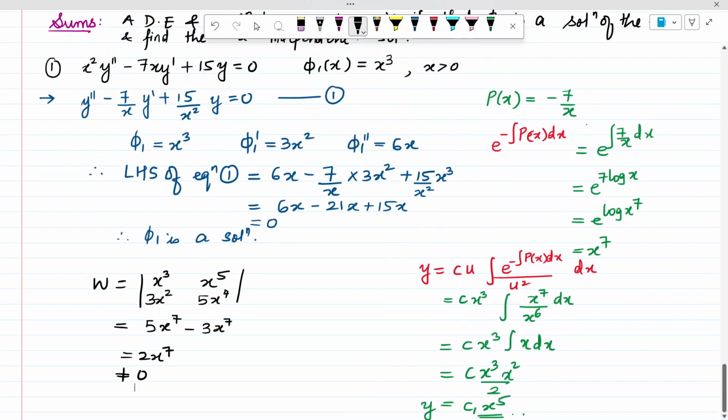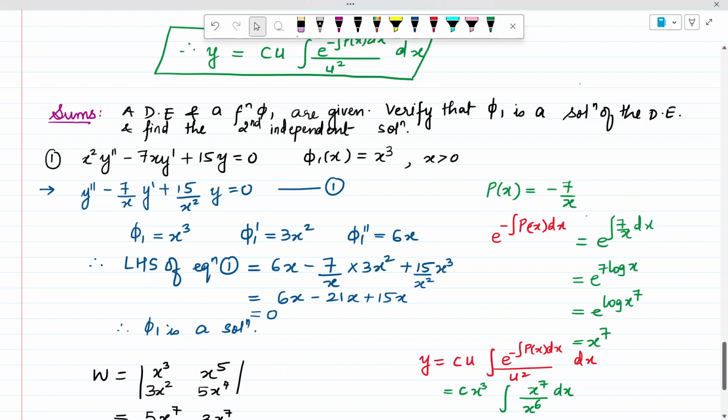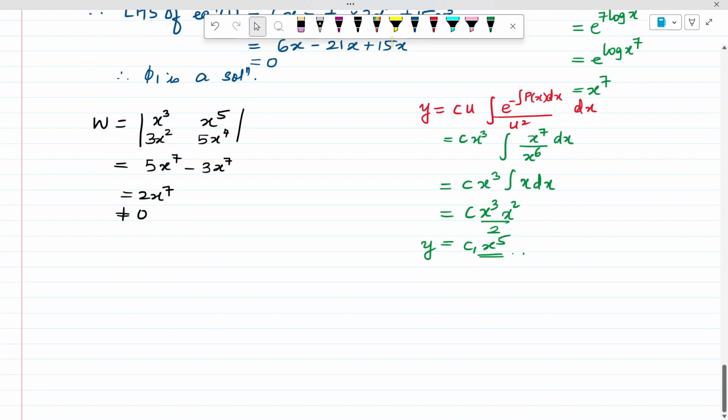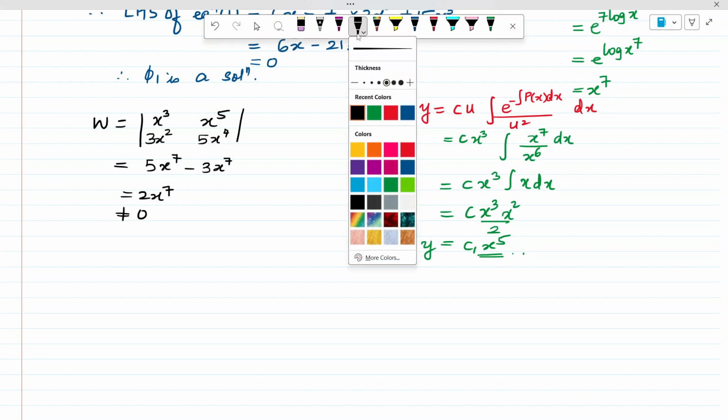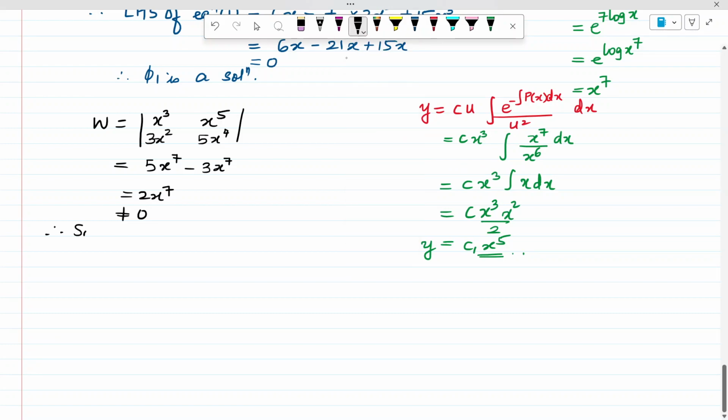I can claim this because the question has very clearly said over here that x is greater than 0. x is not equal to 0, बहुत clearly बोल दिया है. Okay? So this Wronskian is non-zero and therefore the solutions are independent. I hope this is clear with everyone. So this is what we have done here, and this is how you solve for the second order.